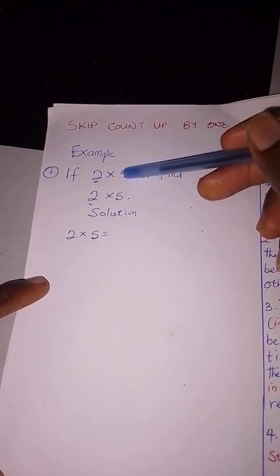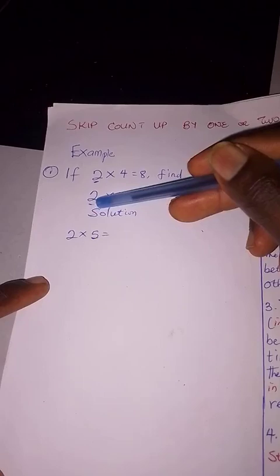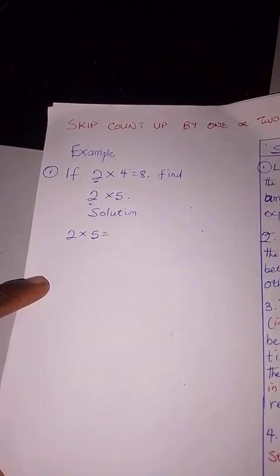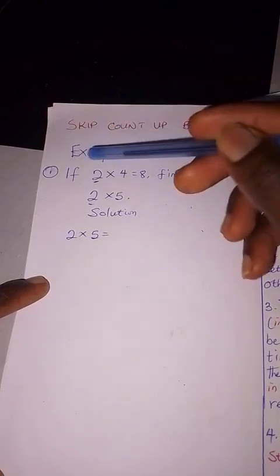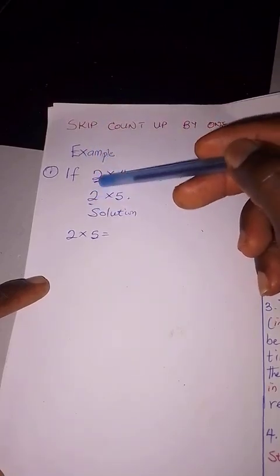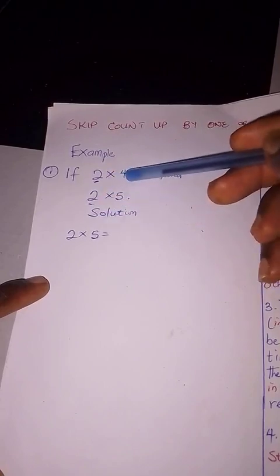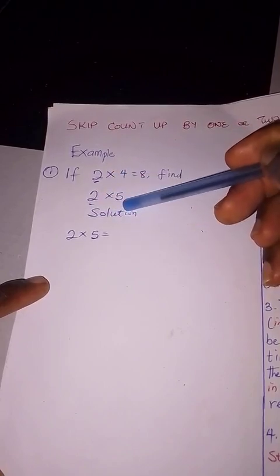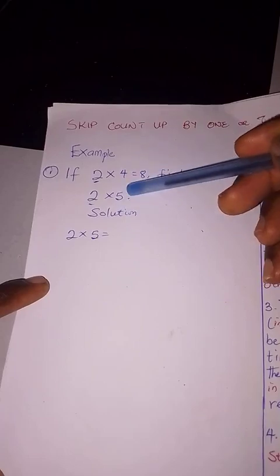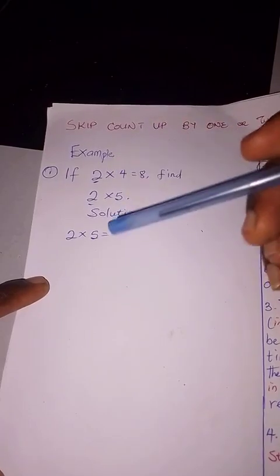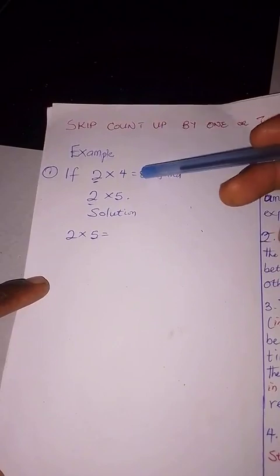So since we've gotten the difference between the numbers and the common number, the third point says that the difference becomes the number of times we're going to add the common number. So over here, the common number is 2, and the difference between 4 and 5 is 1. So since the difference is 1, we're going to add 2 once to the result given in the question.